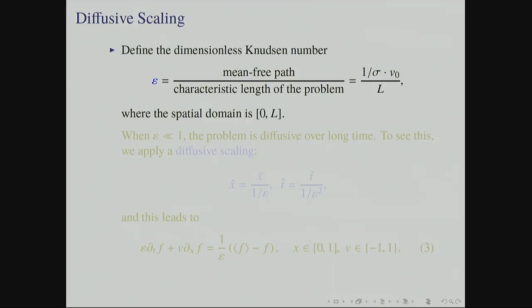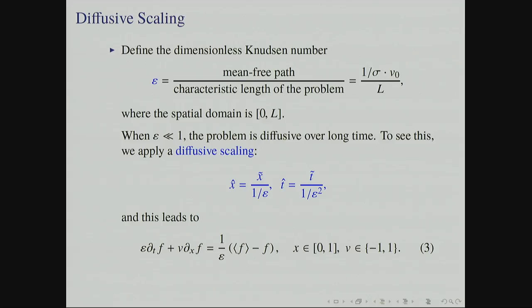So this is the transport dominant regime. However, if epsilon is very small, this is my domain, the particle just travels a tiny distance, and then the particle can possibly switch direction. If you follow the trajectory, you're going to see a zigzag behavior. The particle travels forward, backward, forward, backward. You can see this is no longer transport in nature. It turns out in this regime, the system is diffusive.